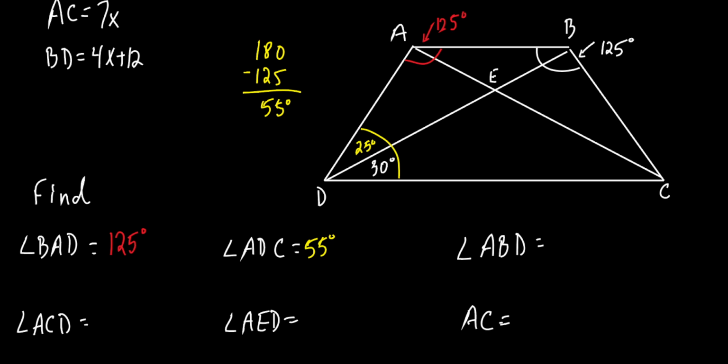ABD. Let's go to a different color now. Where's ABD? That's this little skinny one right here. It's not the whole big 125. It's just that little bit right there. How'd you get 30? It's alternate interior. Very good. I like that. That's awesome. I didn't even have to ask you. You told me right away that this and this are alternate interior angles.